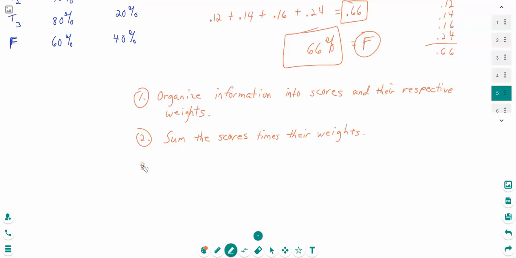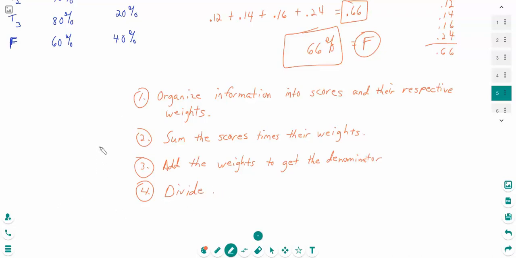And then finally, add the weights to get the denominator, and then lastly, divide. Okay? So those would be the 4 steps.